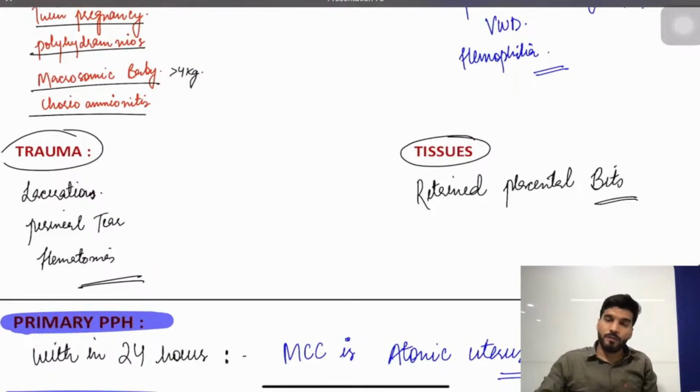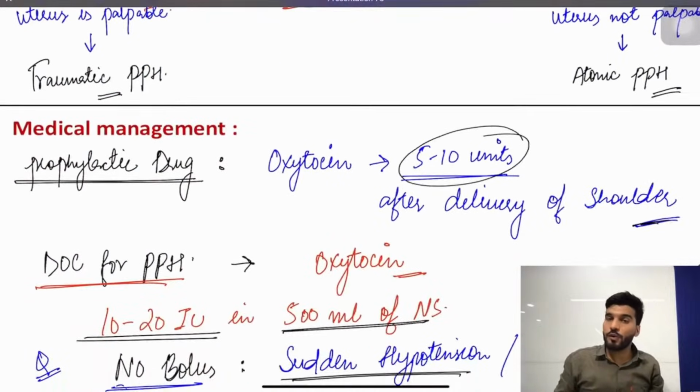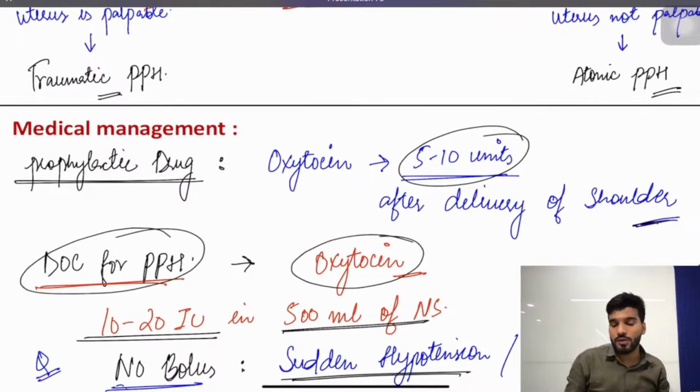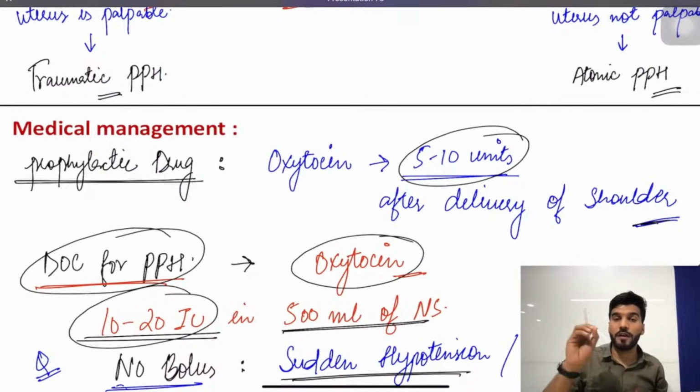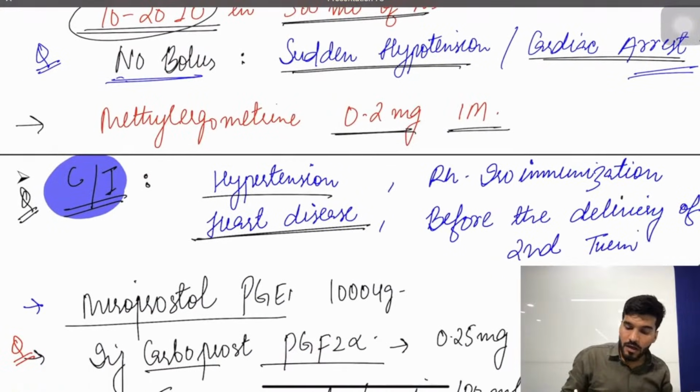Now for the prophylactic drug, as per the AMTSL, we start with the uterotonic agent oxytocin. How much are you giving? 5 to 10 units once after the delivery of the shoulders. But if the patient is a case of PPH, you start with the drug oxytocin, 10 to 20 international units in 500 ml of NS. You will not give this drug in bolus form because this will cause sudden hypotension or cardiac arrest.